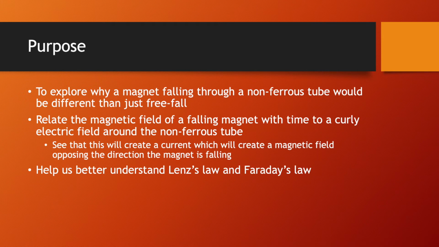The purpose of this lab is to explore why a magnet falling through a non-ferrous tube would be different than just free fall. We can relate the magnetic field of a falling magnet with time to a curly electric field around the non-ferrous tube. Hopefully, we will be able to see that this will create a current which will create a magnetic field opposing the direction the magnet's falling. Finally, we want to better understand Lenz's law and Faraday's law.